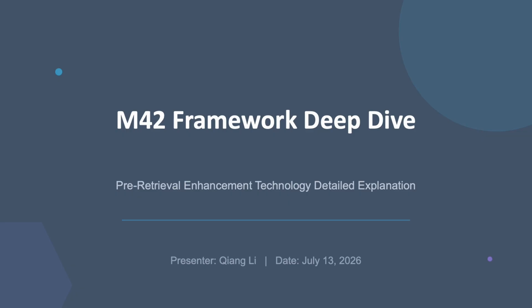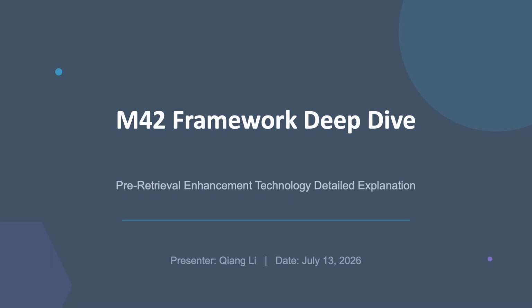My name is Chang Li, and the topic I'm going to dive deep into is the M42 framework, with a full technical breakdown of its pre-retrieval enhancement technology. RAG systems have become the mainstream infrastructure for enterprise AI Q&A and knowledge retrieval, yet many teams still struggle with low retrieval relevance, ambiguous user queries, and severe LLM hallucinations. The M42 framework we built addresses these pain points systematically, and the core breakthrough lies in its pre-retrieval module.